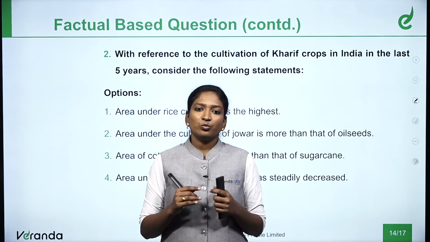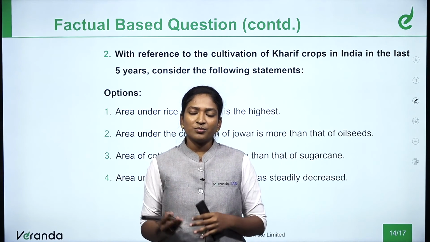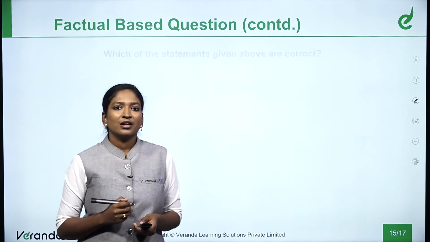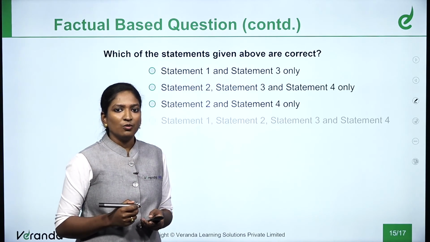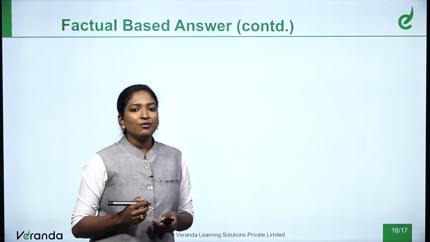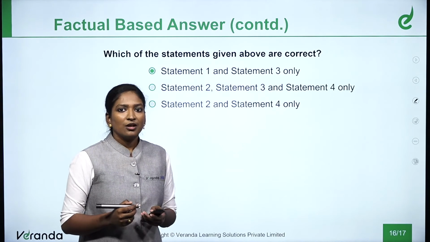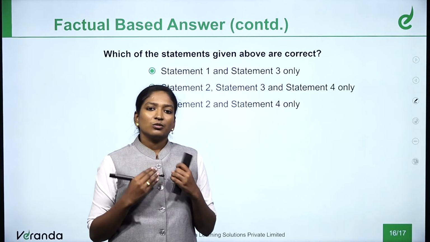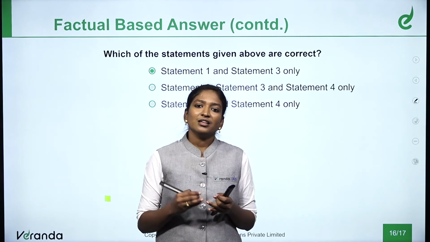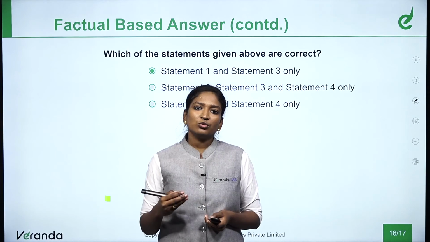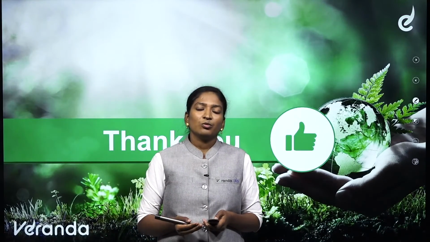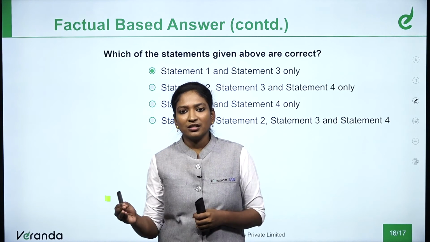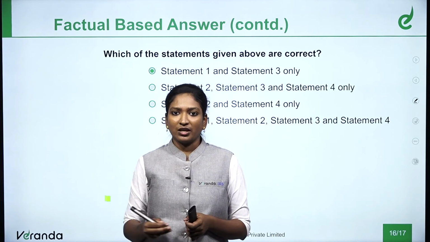You need to know which is grown in the kharif season and which is not, so that you can eliminate the options. Let me show you the answer now, so that you will know how we need to answer the questions. Now, statements 1 and 3 only are correct, because we can go through only the jowar and the rice. So, when you go through the statements, you will get to know which is planted and which is cultivated in which area.